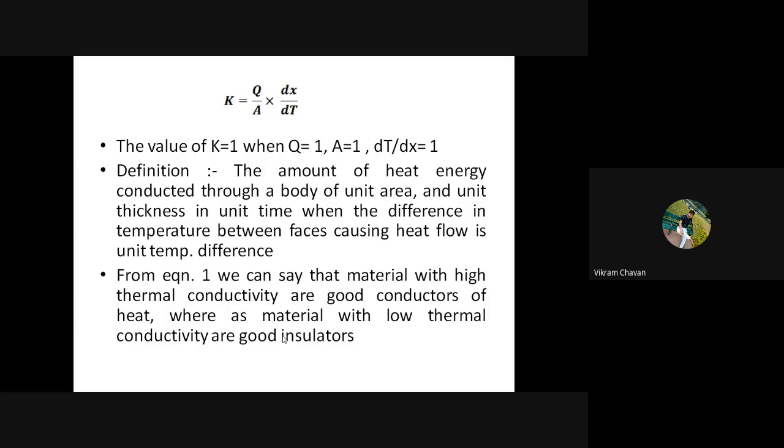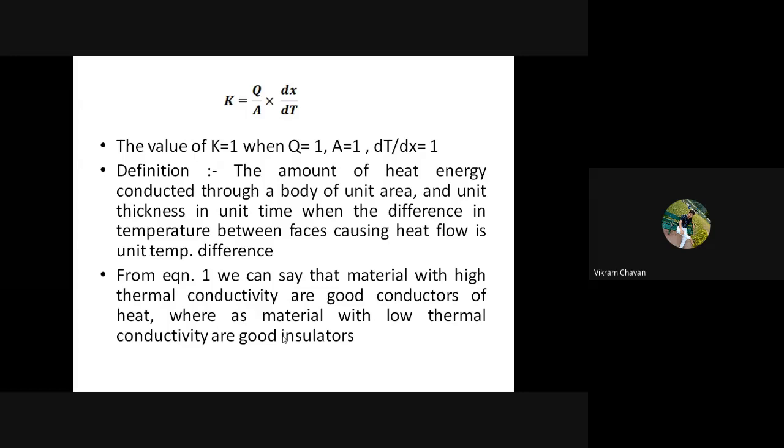The thermal conductivity is nothing but the ability of a material to transfer heat. How fast the material will transfer the heat, that ability is thermal conductivity. Ability to transfer the heat, that is thermal conductivity in simple language.